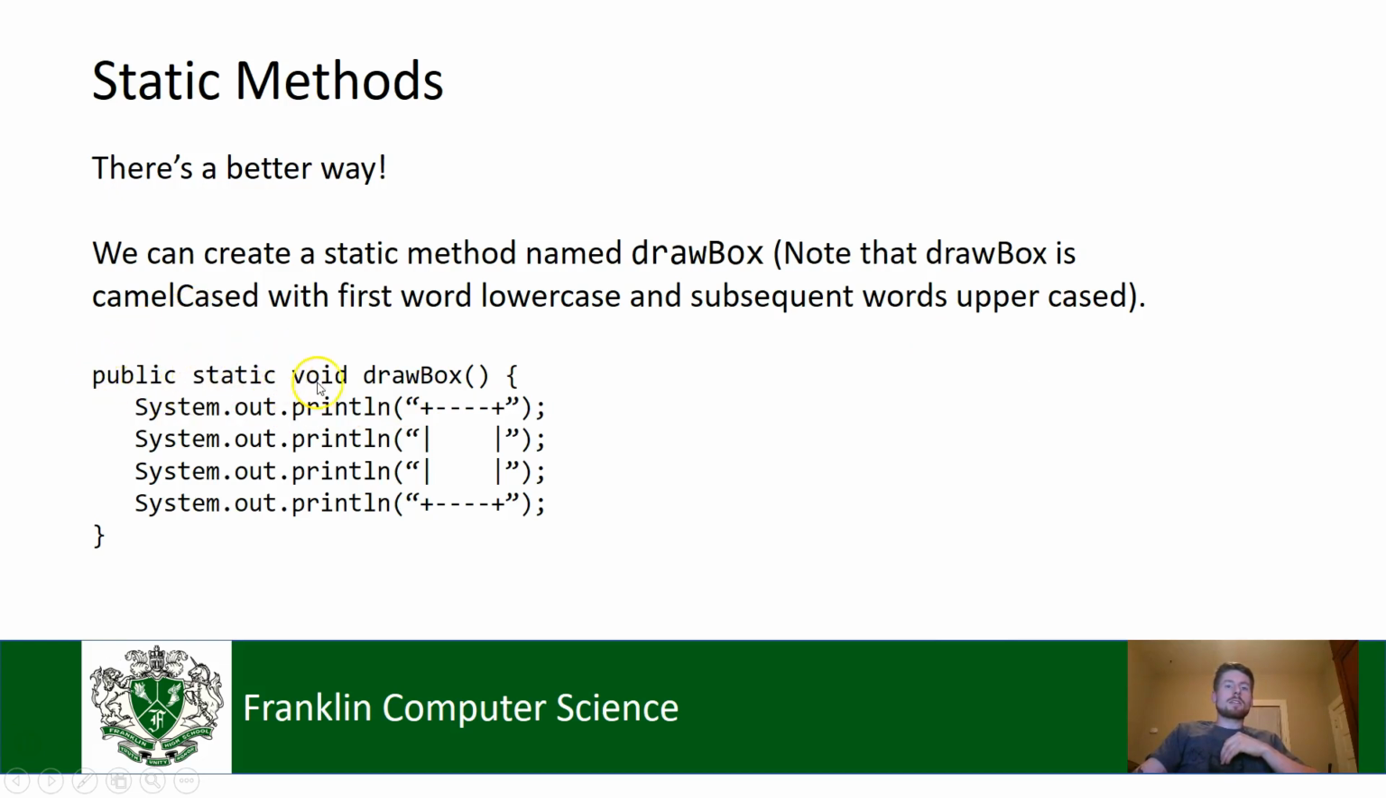Public, static, void. Those words should all be very familiar because they're the first 3 words we wrote for main. Public, static, void, main. But instead of main, we're going to say the name of our method, which is drawBox. 2 parentheses with nothing inside, so just an open and closed parentheses. And you might ask, well, why are there parentheses? We'll get to that in a little bit when we talk about how you can pass information to methods.